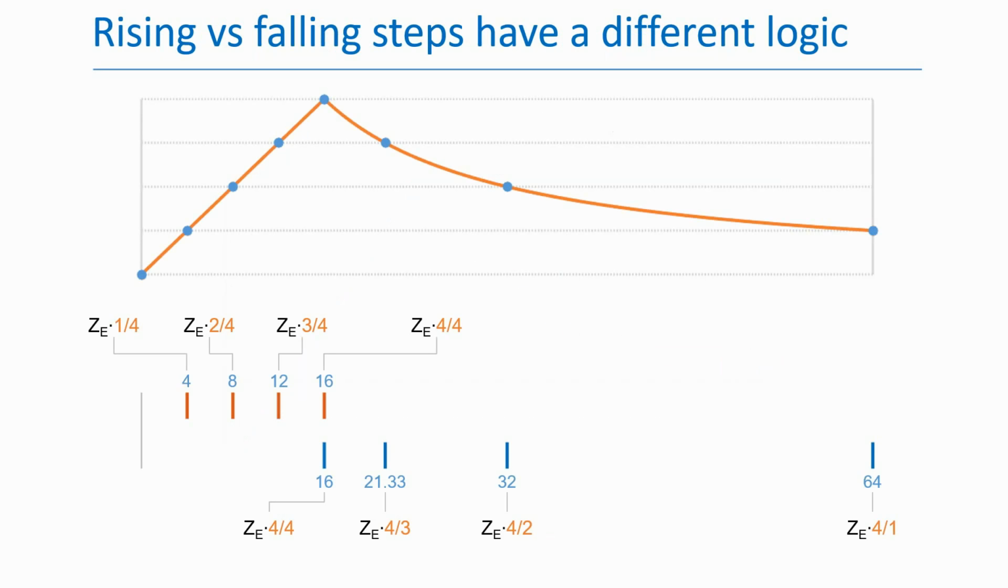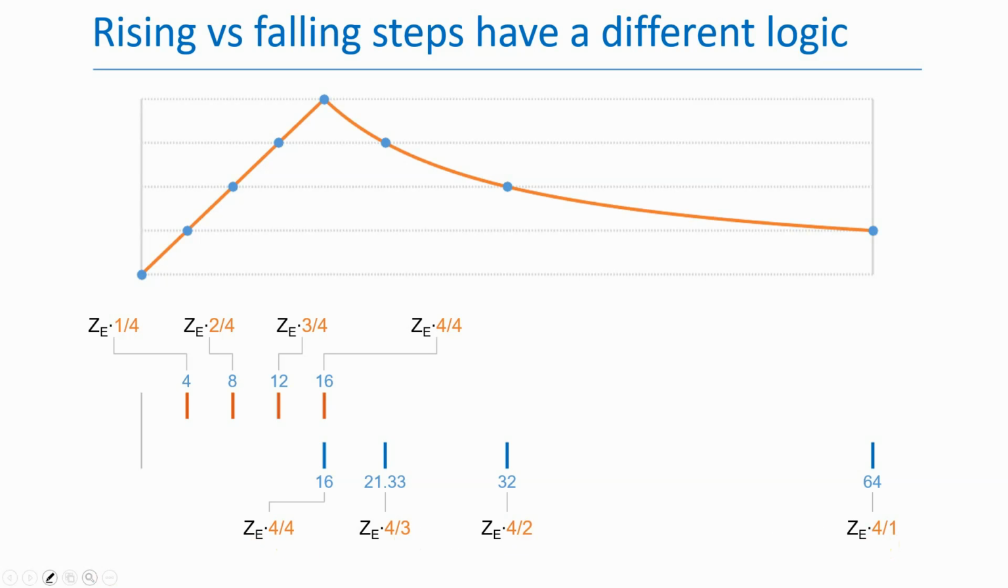When the parity is rising, the step distances are simply the elbow distance times the parity. So for instance, in this example, the rising steps are at 1/4, 2/4, 3/4, and 4/4 of the elbow distance. But when parity is falling, the step distances are the elbow distance divided by the parity, which is the same as multiplying by the inverse of the parity. So the steps are at 4/4, 4/3, 4/2, and 4 wholes of the elbow distance.